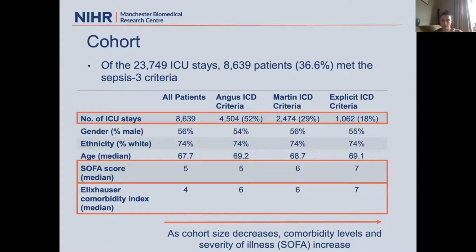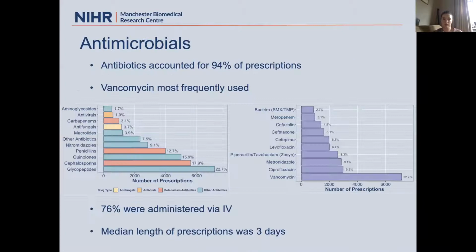And this table just shows some of the basic demographics. So you can see that as the size of the cohort decreases, the age increases slightly, as does the SOFA score, which was the level of organ dysfunction, and the Elixhauser comorbidity index, which is a measure of comorbidities, that are pre-existing conditions that the patients have. So those both increase as the cohort size decreases.